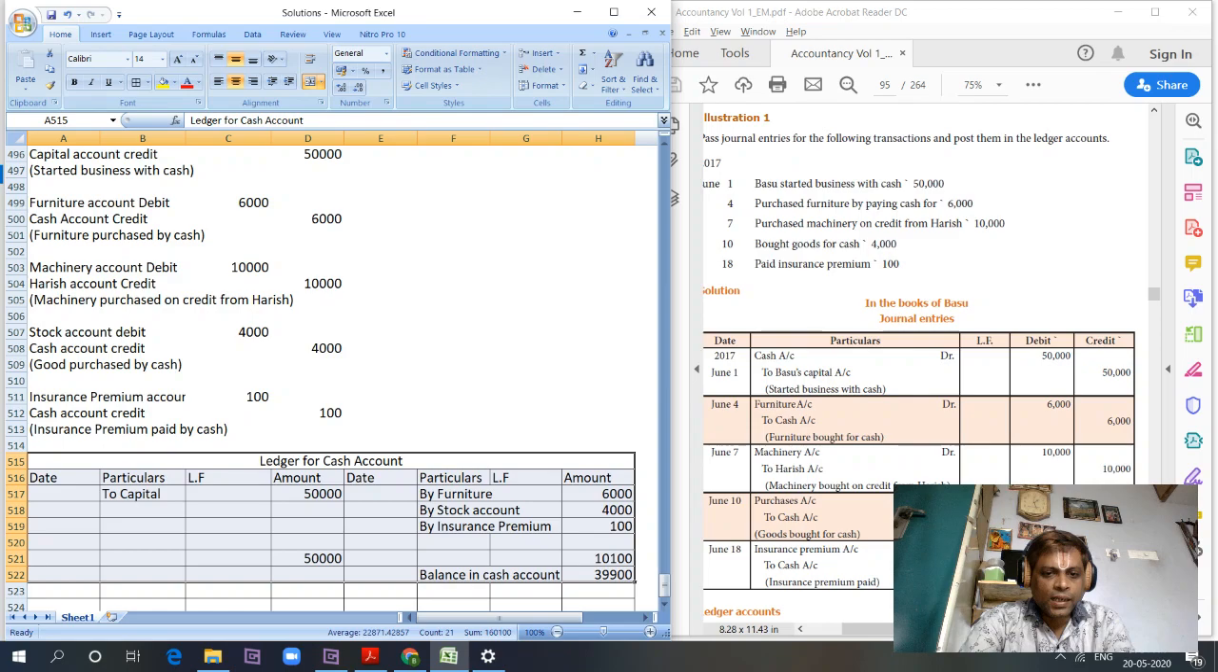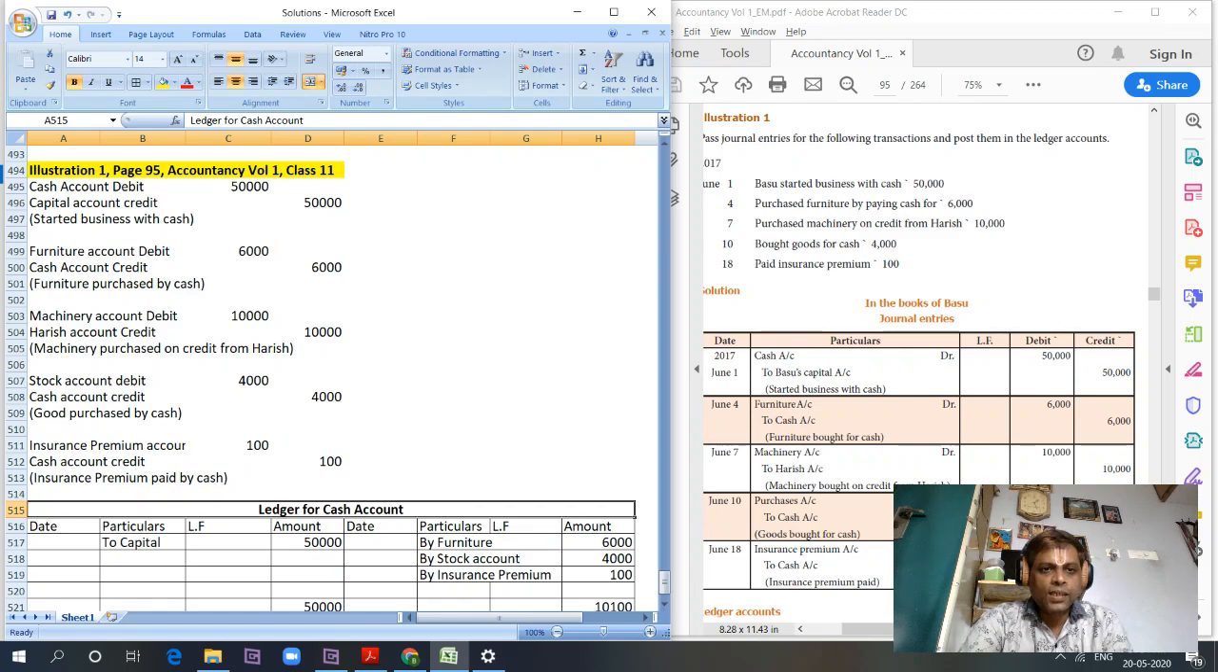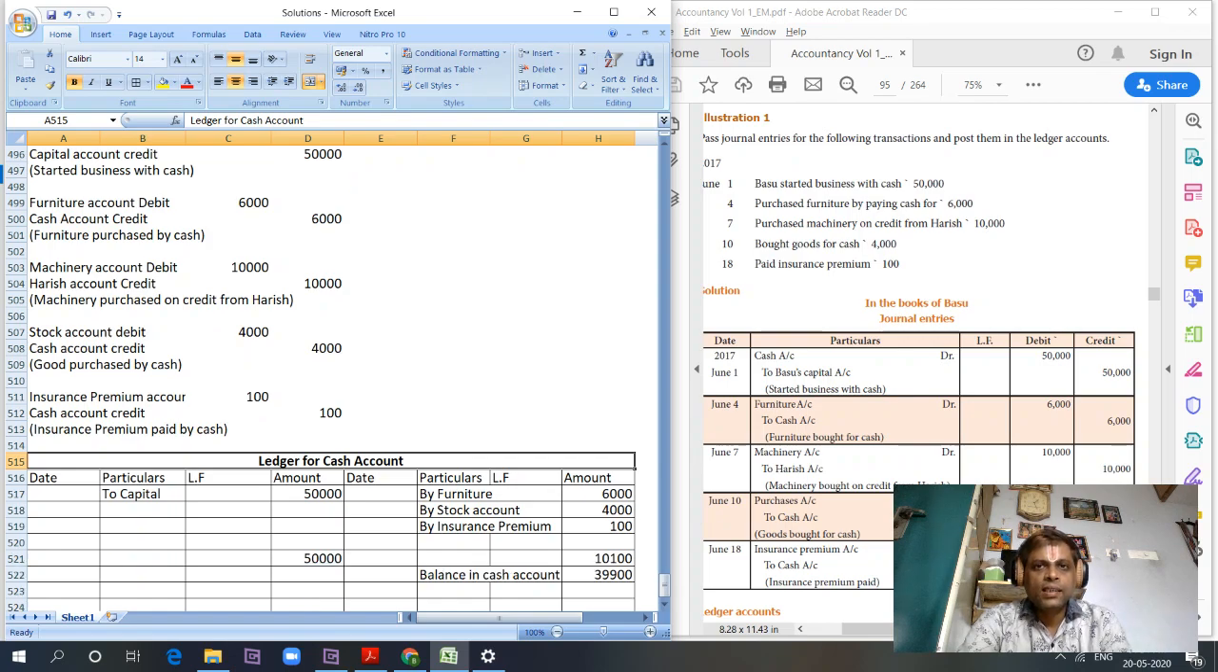Hope the students are clear on how we have done this. Just in case, I'll complete all the ledgers in the subsequent class. But this is how a ledger has to be prepared. As we discussed in the earlier class, a ledger is a summary of all the transactions that have been processed.